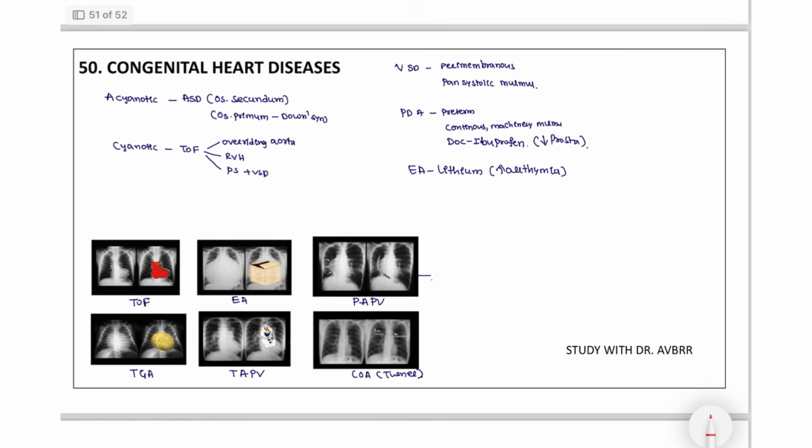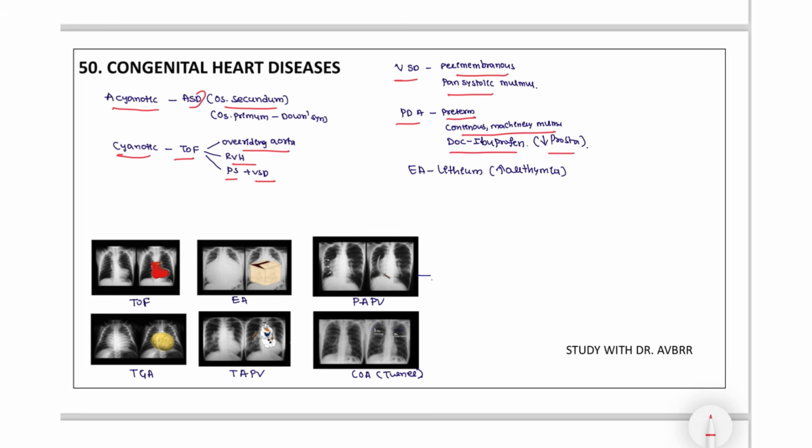Congenital heart diseases. Acyanotic conditions such as ASD are the most common. The most common defect is the secundum. Cyanotic is tetralogy of Fallot: overriding of the aorta, right ventricular hypertrophy, pulmonary stenosis, and the VSD will be seen. And the VSD is consisting of the perimembranous, most common, pansystolic murmur. PDA is in a preterm baby, continuous machinery murmur, and the drug of choice for this patient is ibuprofen to decrease the prostaglandins.